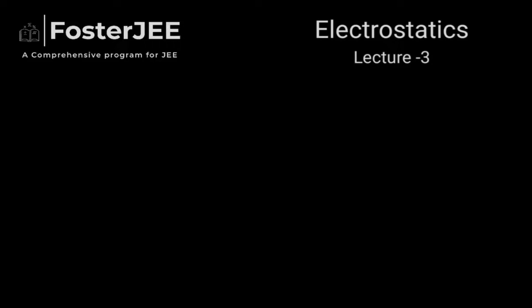This is our third lecture of electrostatics. Till now, we have discussed some basics of electrostatics, Coulomb's law, electric field, and we were on electric field due to different shapes. Till now, we have completed electric field due to point charge and uniform ring. Now, we are going to discuss our third shape, that is electric field of a line charge.